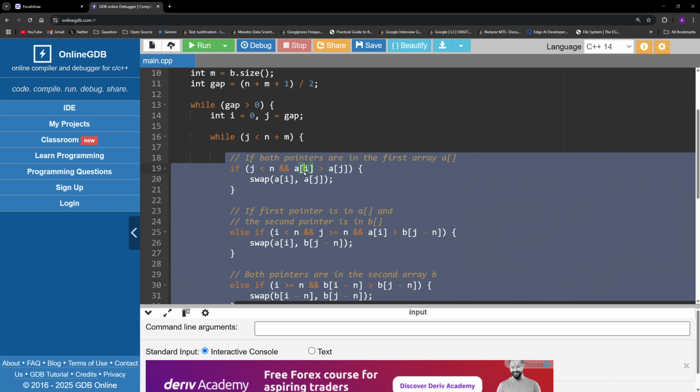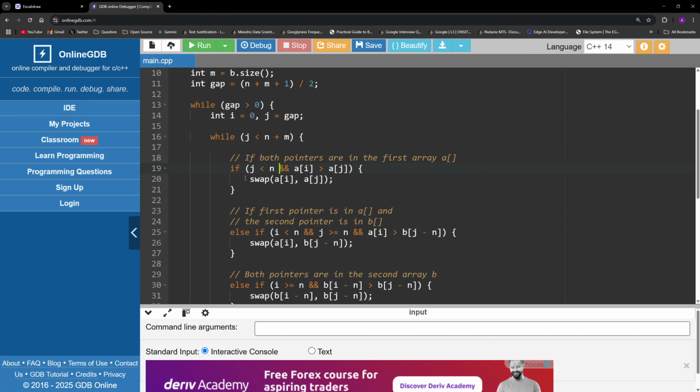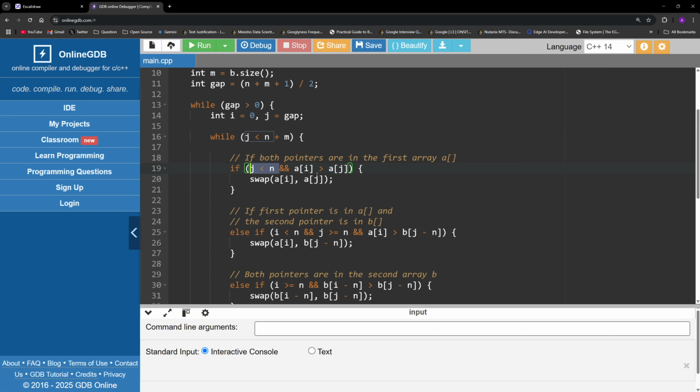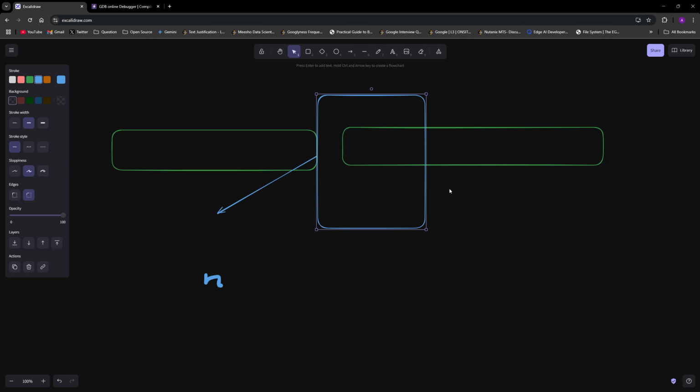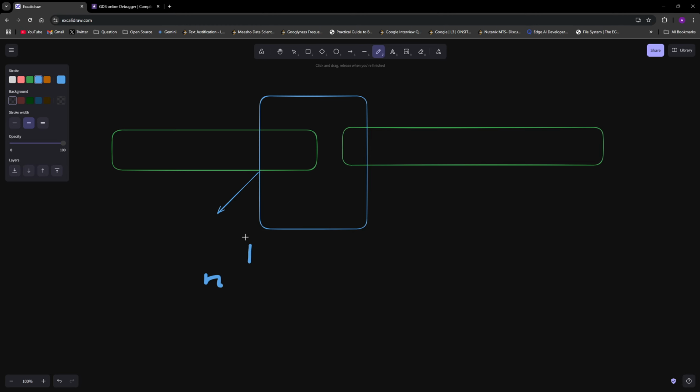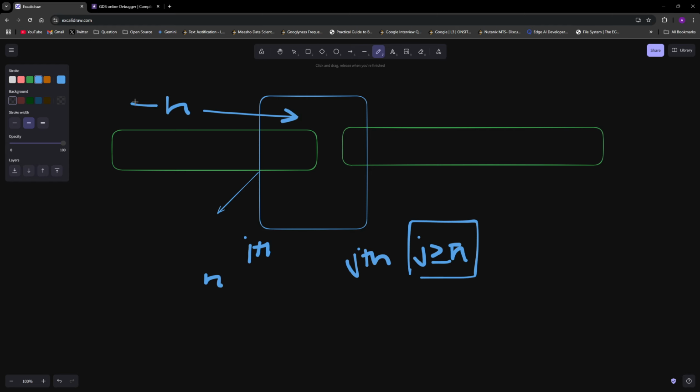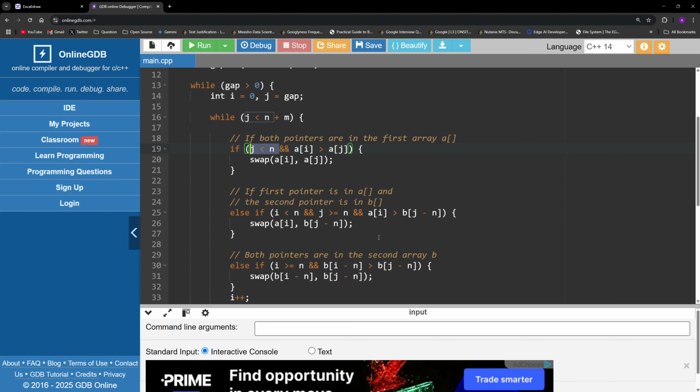Because in the first condition there is no constraint, because we just need to rely on the j. But in the second, the constraint is that your right pointer should be greater than n, only then will it fall on the second array, and your ith will be somewhere over the left hand side, right? Right now I just shifted this array, but your ith will be somewhere over here and jth will be somewhere over here. So j should be greater than n. This is clear cut. If the size of this is n, then obviously j will be at least greater than n, right? That's what the question is saying.